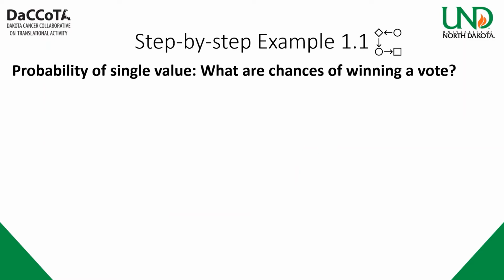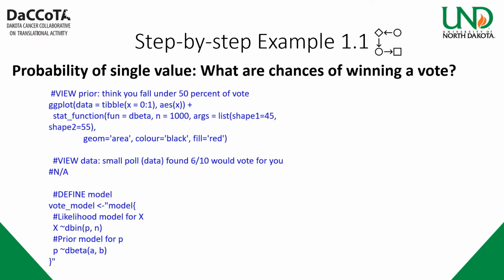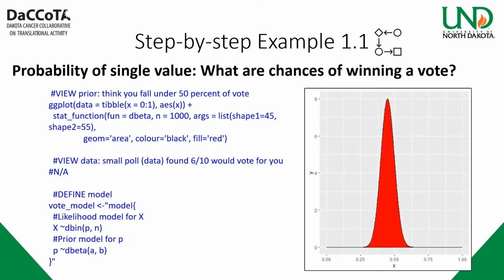Let's look at the probability of a single value. This is a very Bayesian thing to do. What are the chances of winning a vote? So let's view our prior. We think we fall under 50% of the votes. We're not quite there. So we're going to create a ggplot, and we're going to set it up with a beta distribution with shape parameters of 45 and 55, which will bring us just below 0.5. It might give us 50% or more, but it's more likely to be slightly lower.